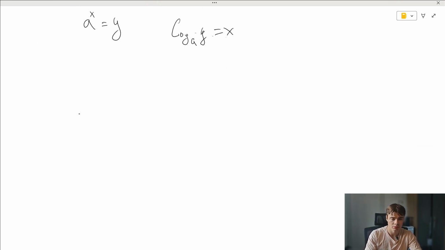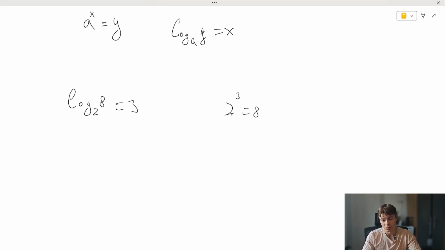Let's see a numerical example. The most common one is log of 8 to the base 2, and it equals 3. Why? Because what power do you need to raise 2 to, to get 8? The answer is 3, because 2 to the power of 3 equals 8. You multiply 2 by 2 by 2, you get 8. So log of 8 base 2 is 3.